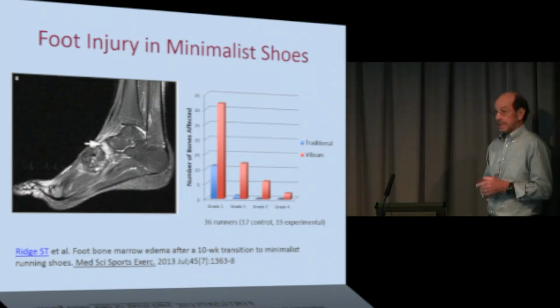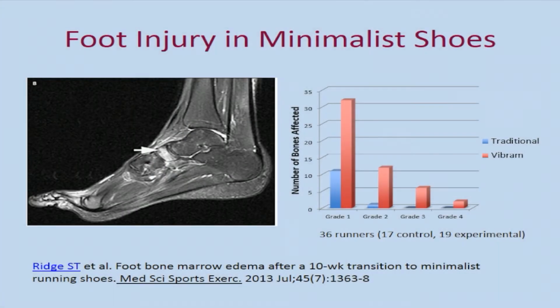So it took a while because that claim was in 2005, but in 2013, last year, Sarah Ridge published this paper in Medicine, Science, and Sport and Exercise. And what she did was the same as Bruggemann. She randomized a group of 36 runners to run either in the minimalist Vibram shoes or conventional shoes while they did a training program for 10 weeks.